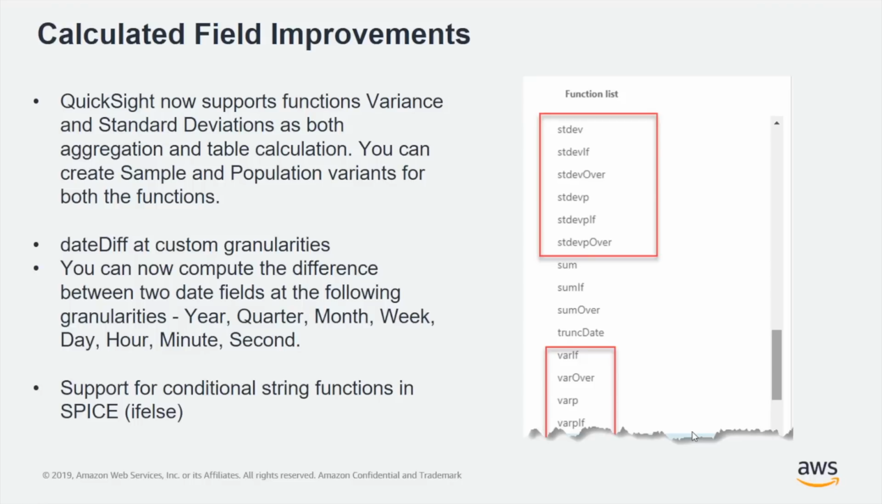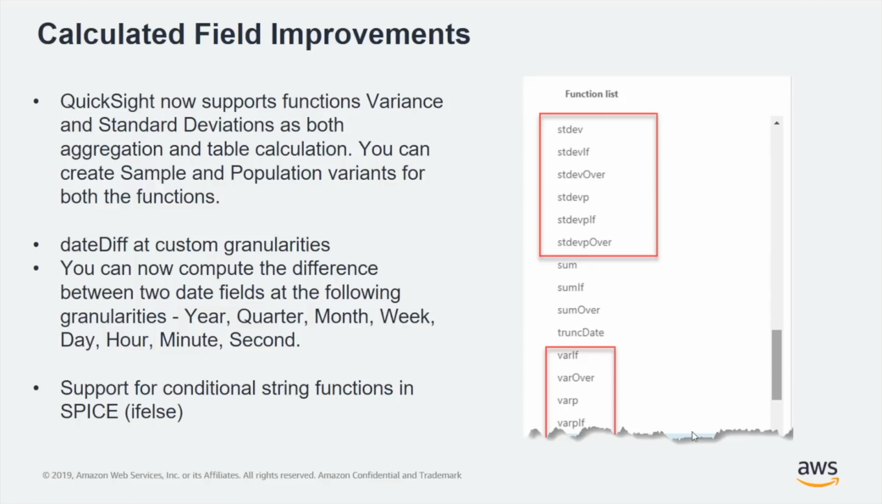Variance and standard deviation are kind of the theme of these new functions, and there are lots of different iterations of them. So there's standard deviation if, which lets me do conditional standard deviation aggregations. Standard deviation over is a table calculation, which would be computed across many data points in my visual. And then similarly those same ones, but using population variance. Those same exact set of 6 functions will exist for variance as well. So these are available to you as pure aggregations as well as table calculations.